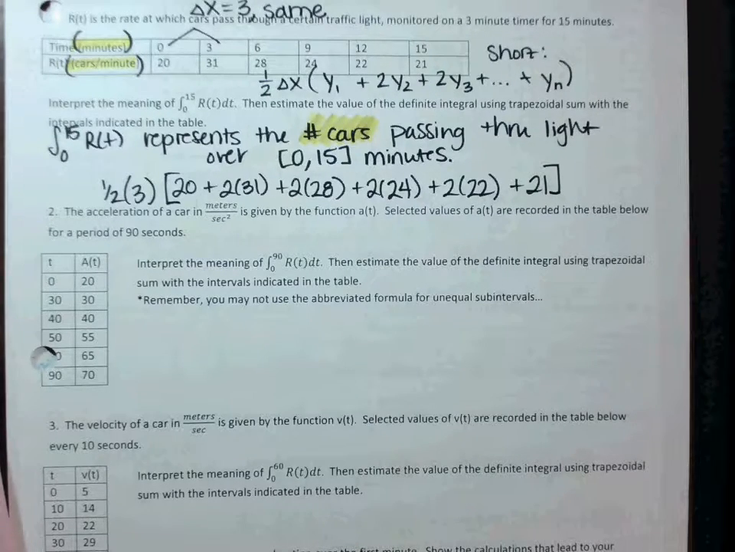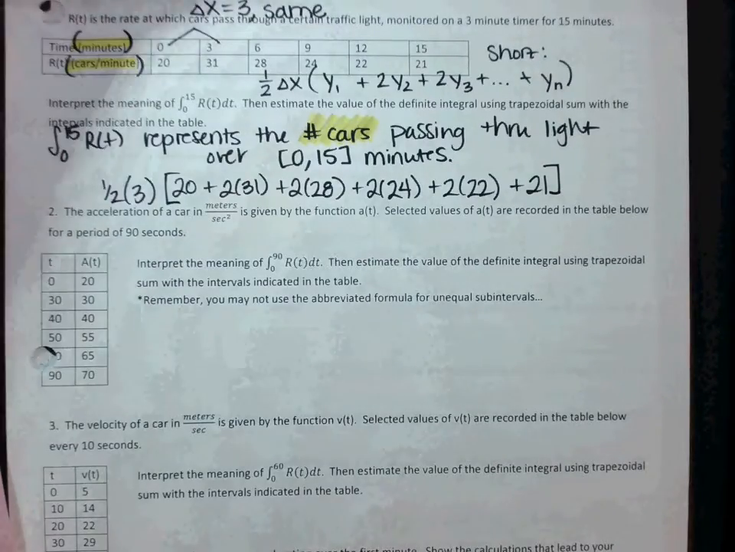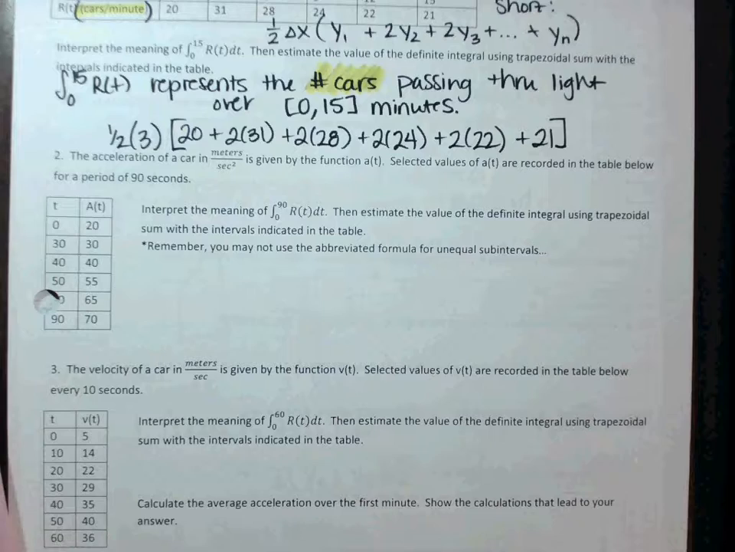Okay, we're going to do 3 next. So go ahead and read through number 3, and I want you to take a guess at the meaning for part A. It says interpret the meaning. Remember, how do you do the meaning? What do you do with the units? Multiply them. So try to do part A.